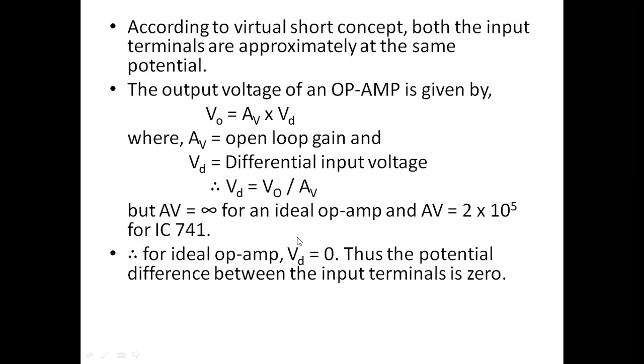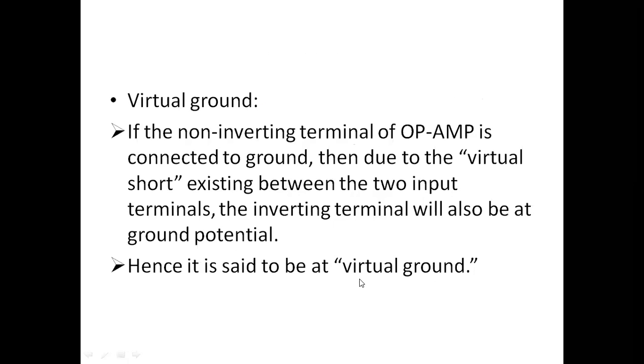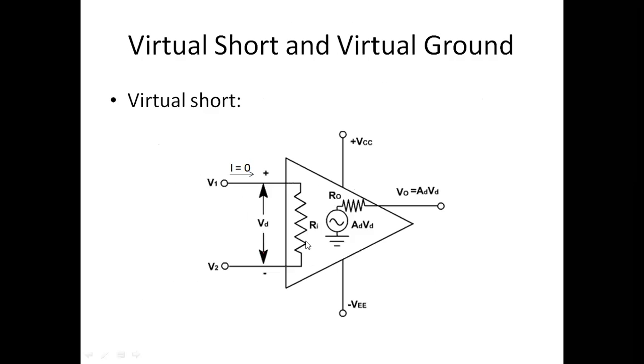So for the ideal op-amp, both input voltages will be approximately the same. So VD equals V1 minus V2. You can write V1 minus V1 because both have the same value, so you get VD equal to 0. Thus the potential difference between the input terminals is 0. When we make the virtual short, both will have the same voltage. We are connecting them with each other, so both are shorted.